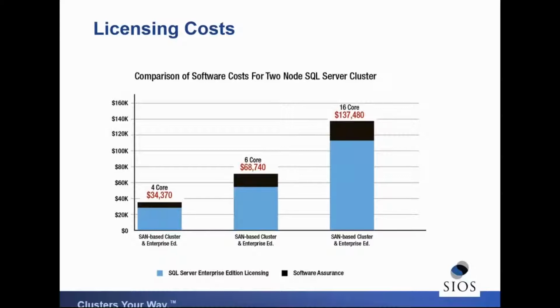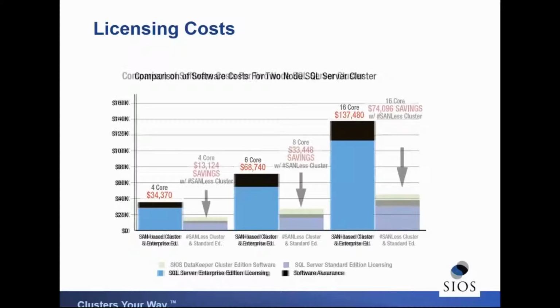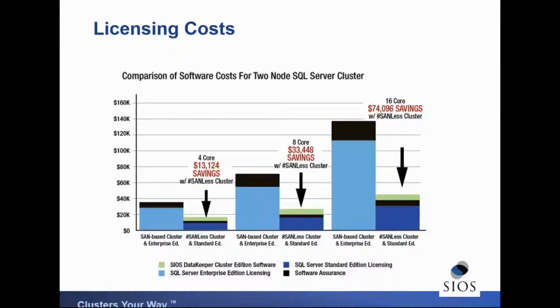And let's see what happens if we compare that to running Standard Edition. The Standard Edition cost includes the cost of the SIOS DataKeeper Cluster Edition software. So on a 4-core server, we have $13,000 worth of savings. But if we go all the way up to the 16-core server, we have $74,000 worth of savings. If you have a couple of those, that can buy you a new DBA. It's a really tremendous cost savings using Standard Edition if you can get away with it.